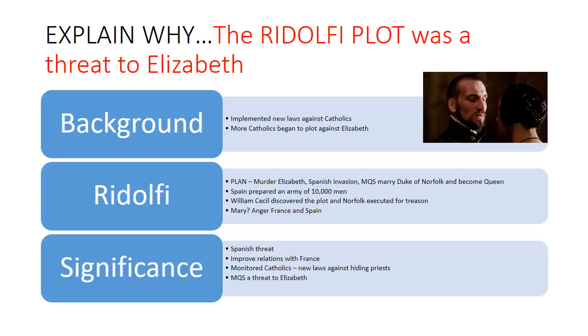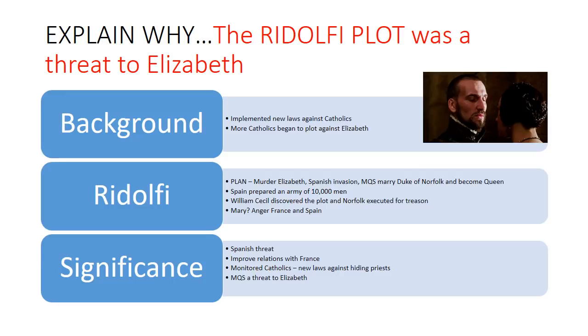And if you remember, we watched that film with a guy there who's the Duke of Norfolk. Spain promised to prepare an army of 10,000 men in the Netherlands and send them over. However, William Cecil discovered the plot, and Norfolk was sent to the Tower of London and executed for treason.